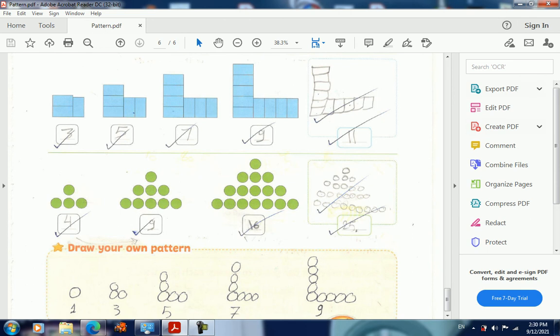Then for this pattern we got 3 at the beginning, then it became 5, and then 7, and then 9. What happens? At the beginning we got 2 vertical and 1 horizontal. For the next one we got 3 horizontal and 2 vertical. Then after that 4 horizontal, 3 vertical, then 5 horizontal, 4 vertical. So the next one we got 6 horizontal and 5 vertical.